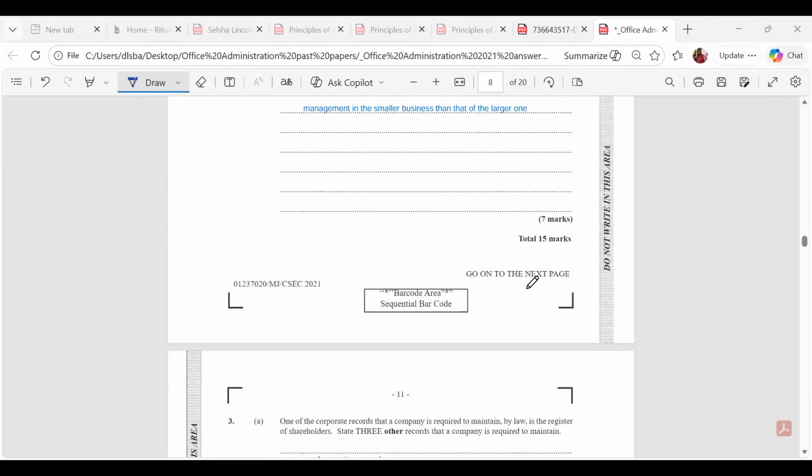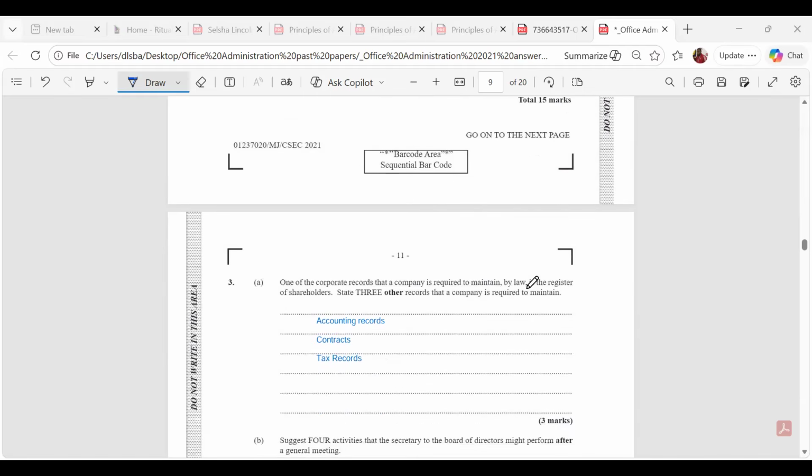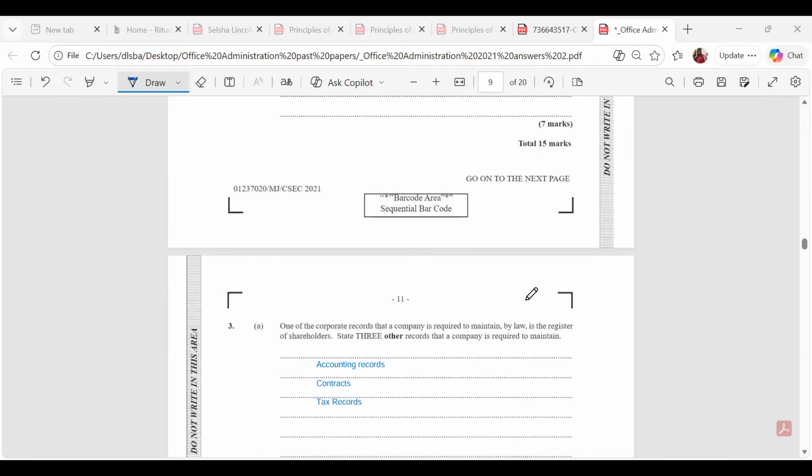So, number 3 now. Outline one of the corporate records of a company that a company is required to maintain, by law, is the register of shareholders. State 3 other records that a company is required to maintain. They have to keep certain accounting records, taxation, and contracts.